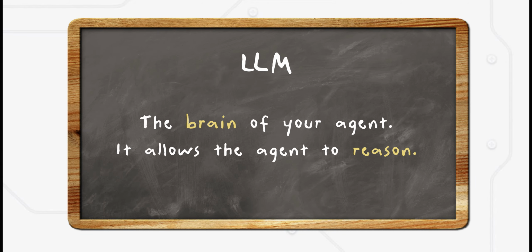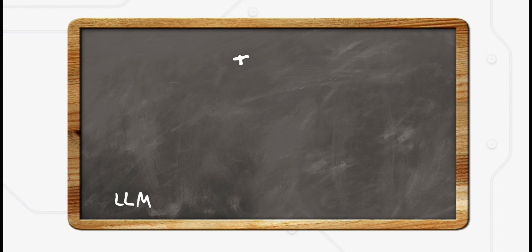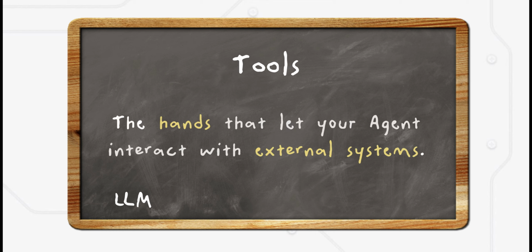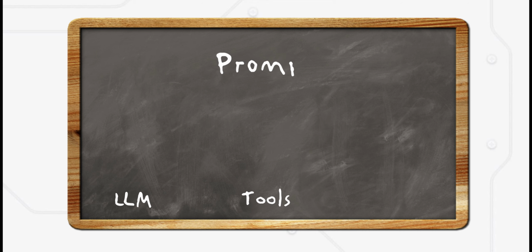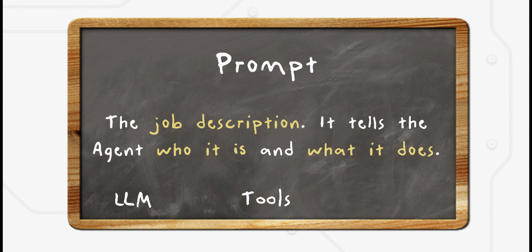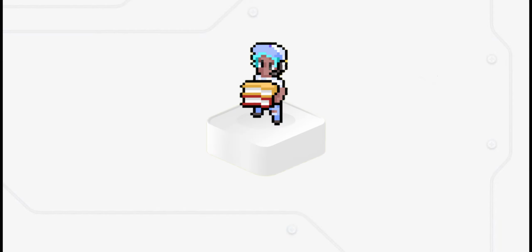Think of it like this. The LLM is the brain. It can think and reason. Tools are the hands. They let the agent search Google, send emails, update databases, whatever you need. The prompt is the job description. It tells the agent who it is and what it's supposed to do. Put these three things together, and you've got an AI agent that works autonomously. That's what we're building today. So let's get into it.